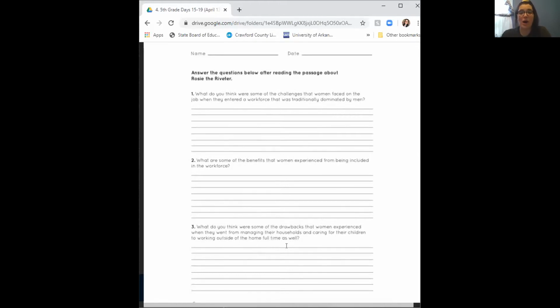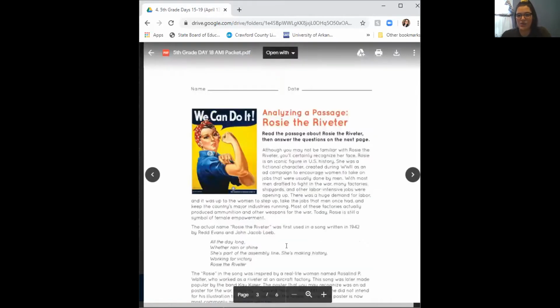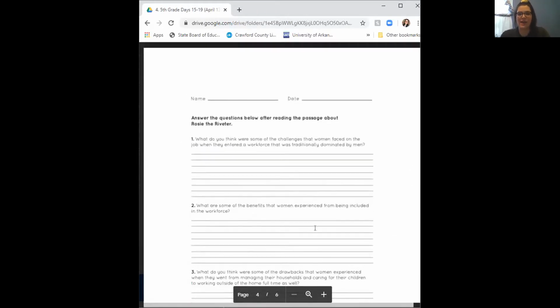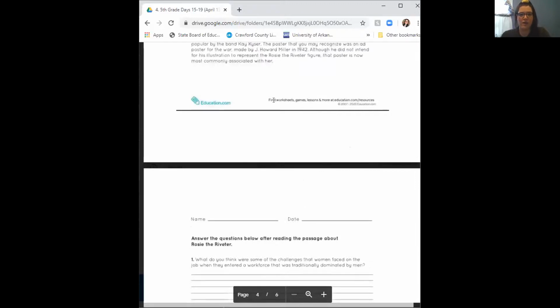If you choose to do option 3 for reading, it's to read this passage about Rosie the Riveter and to answer the 3 questions. And then, if you don't want to do option 1, 2, or 3 for reading, you can choose to do option 4. Option 4 is just to follow that PBS link to their language arts section on their website. Once again, you'll filter it where it says filter by, you'll filter it to 5th grade and watch a grade appropriate video on English language arts and do whatever the video asks you to do. So that's option 4 for reading.